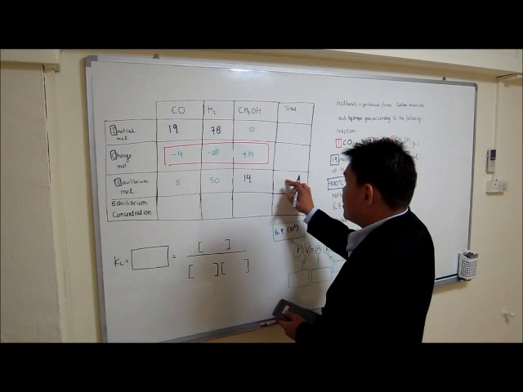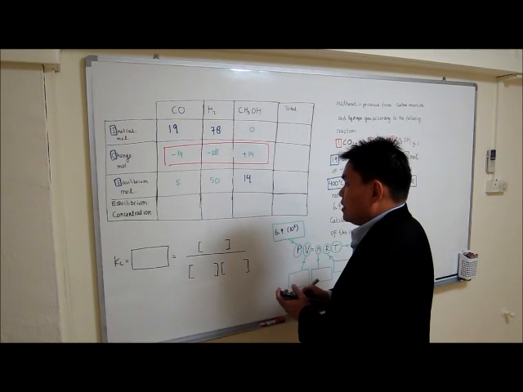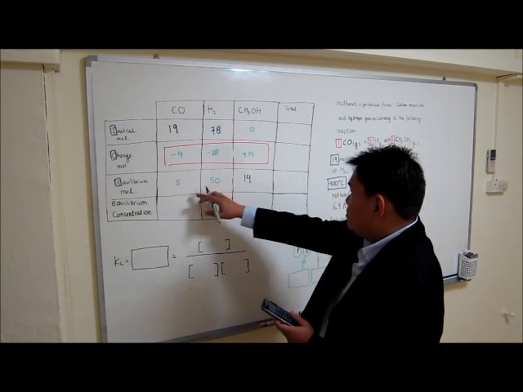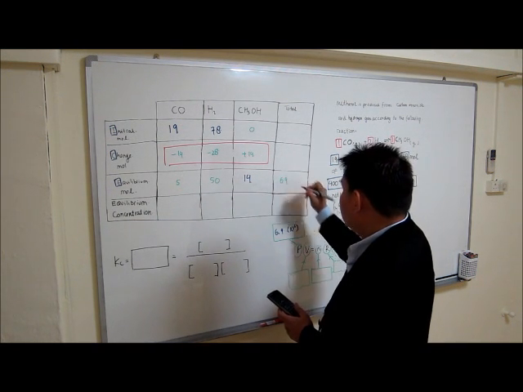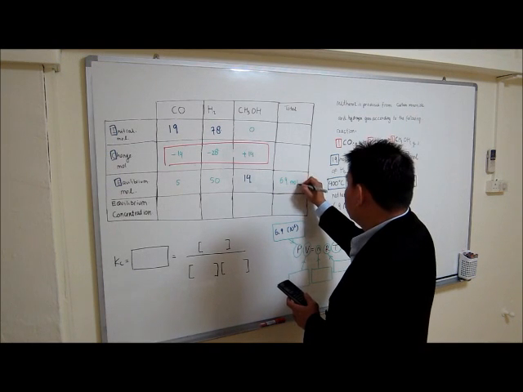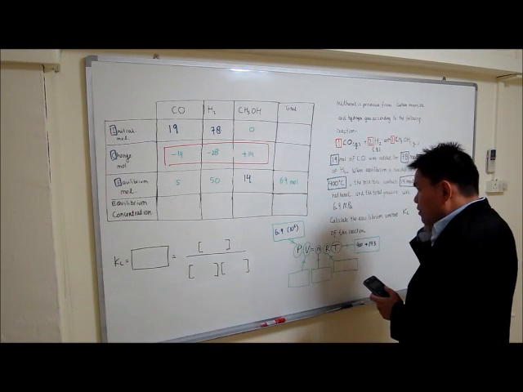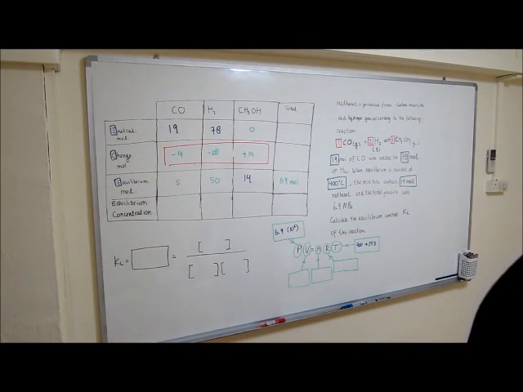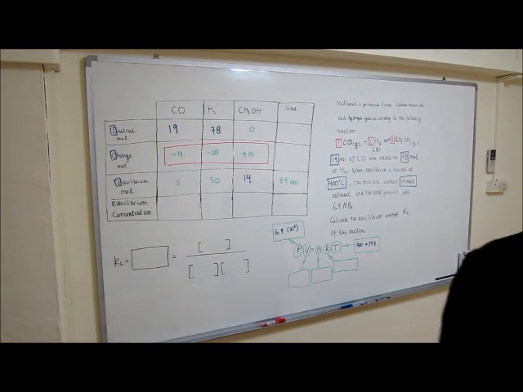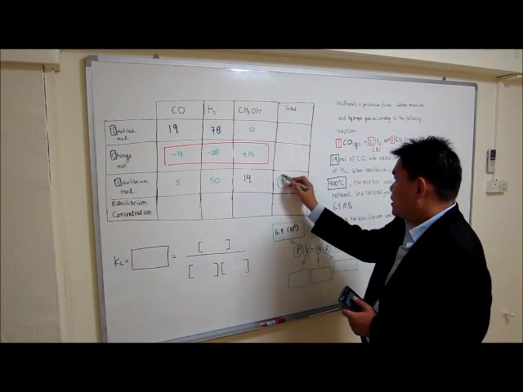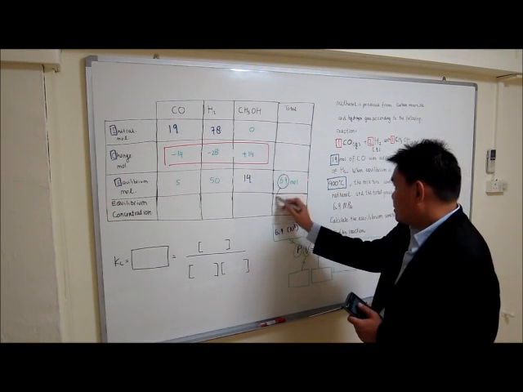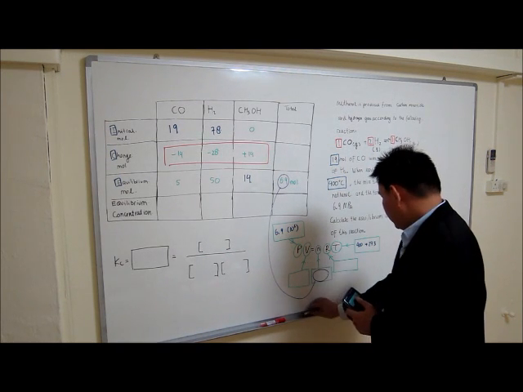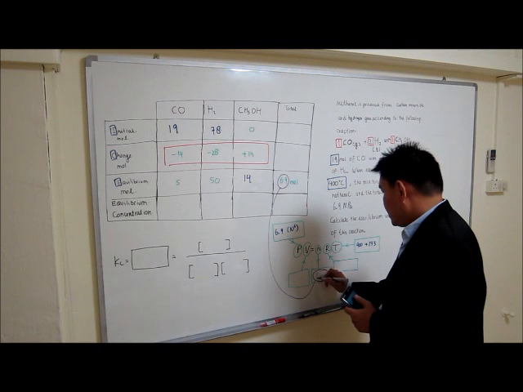Then you can calculate the total number of mole at equilibrium. So it will be 69 mole. Why do we need this number? We need this number to be put into the ideal gas formula. So 69 mole here.